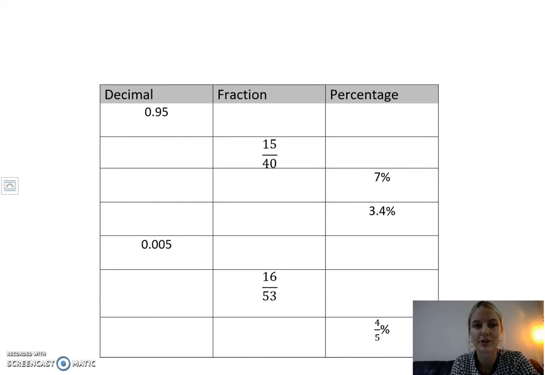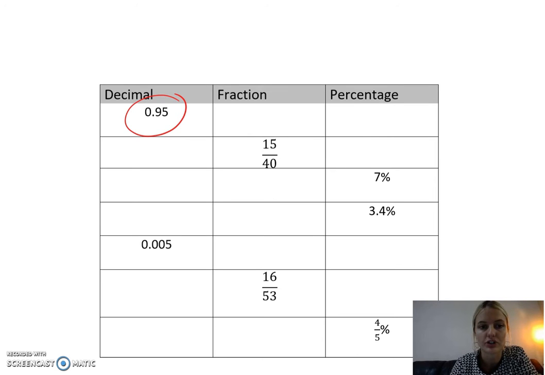This video is a summary of converting between decimals, fractions, and percentages. So I'm going to fill in any gaps using the value that I have been given. I'm told that the decimal is 0.95. How can I turn that into a fraction or a percentage?